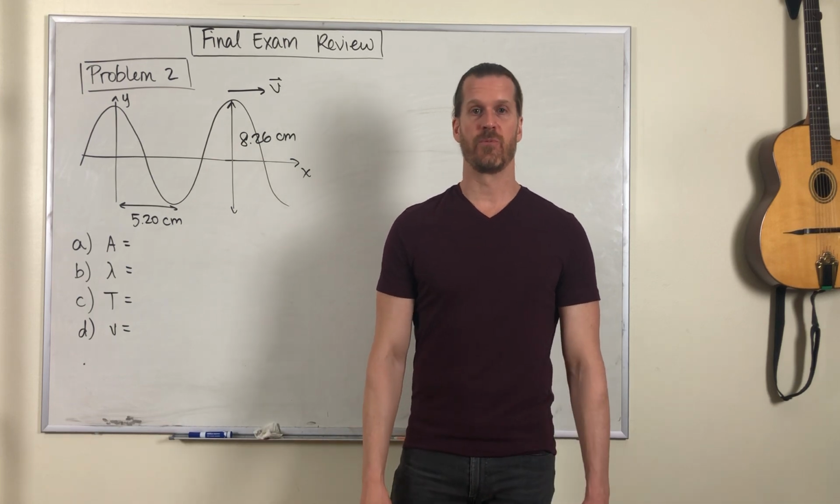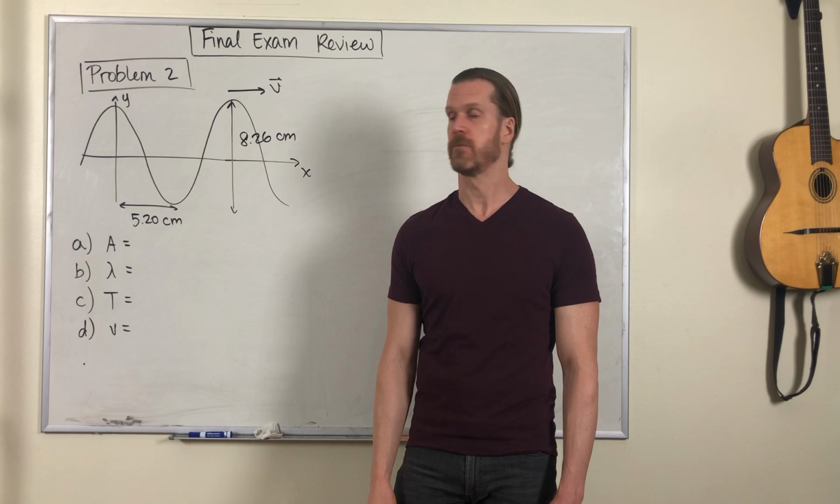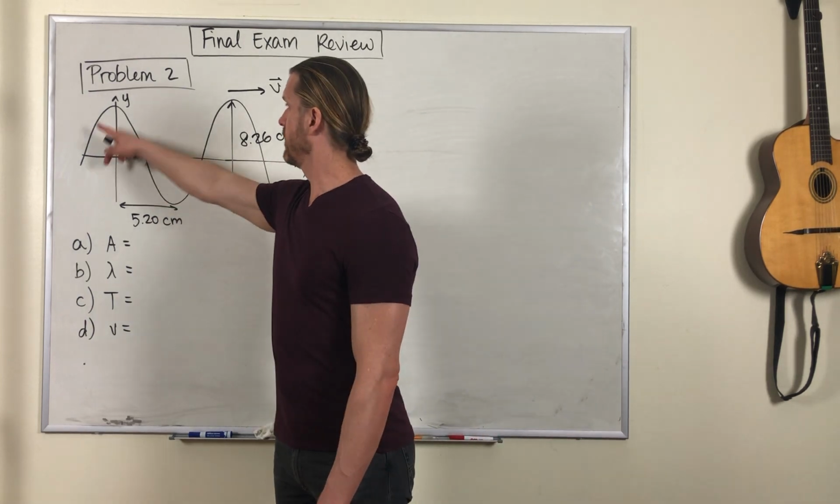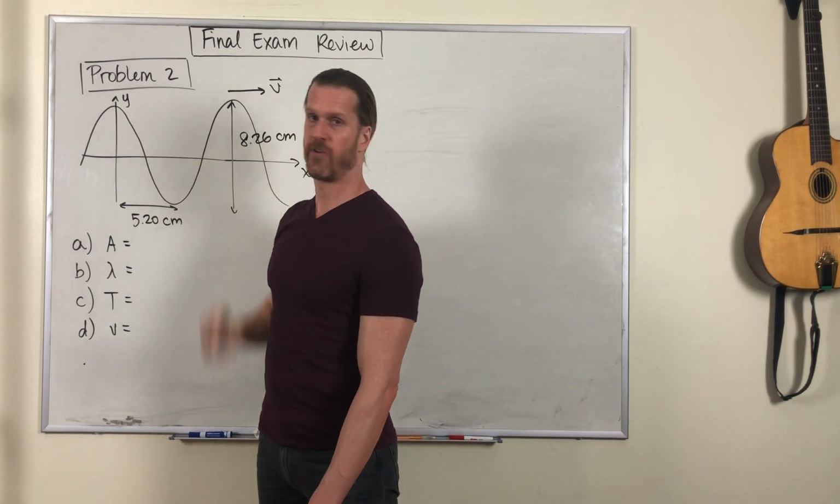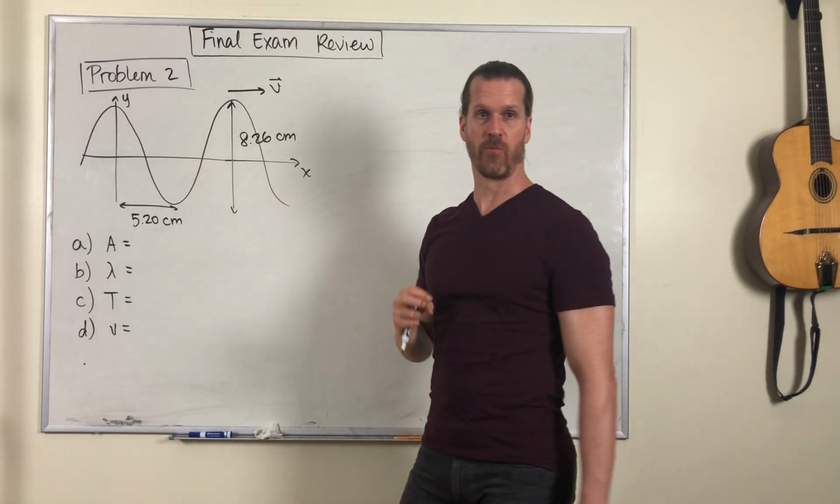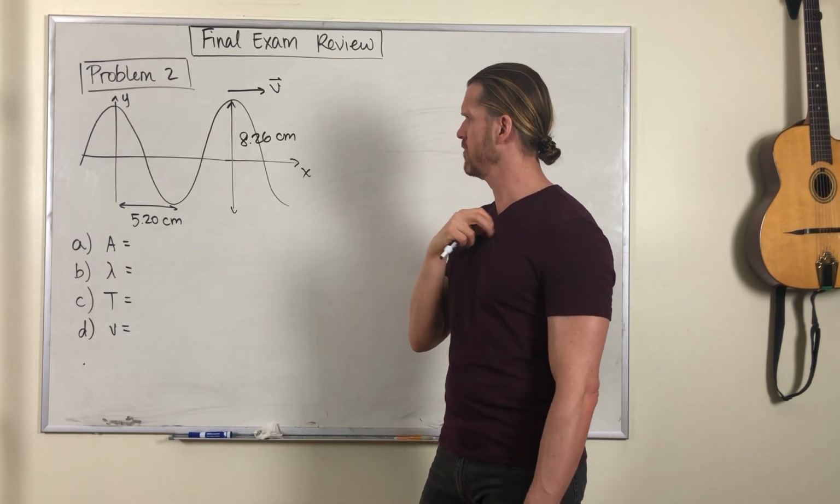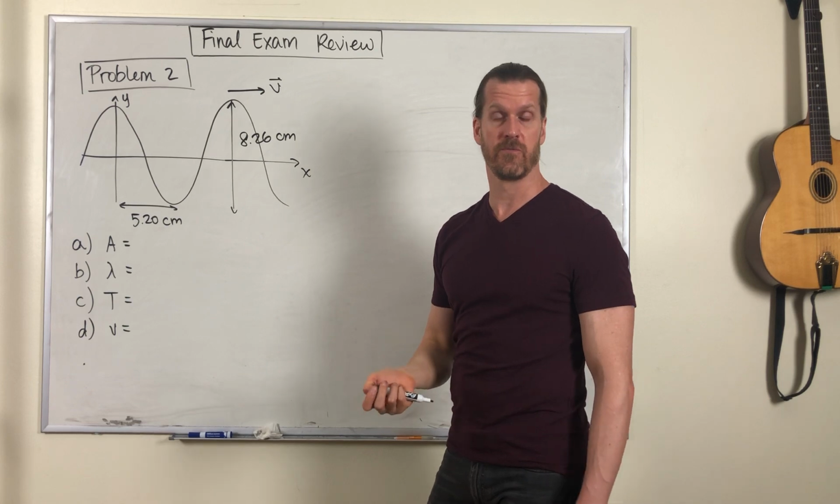Final review problem number 2. We're going to look at some characteristics of a traveling wave. So here's a sinusoidal wave. It's actually a cosine function at this moment in time. It's traveling to the right. And in this picture of the wave, we're given some information.